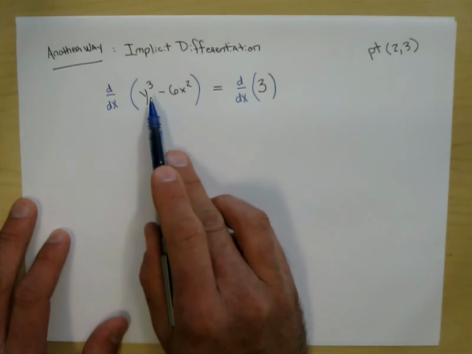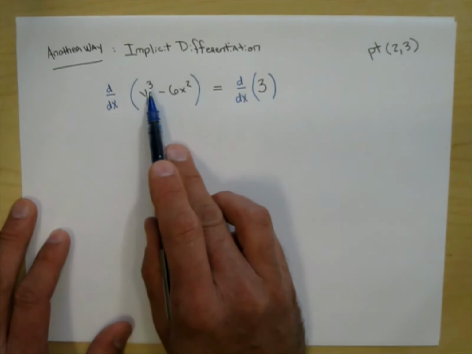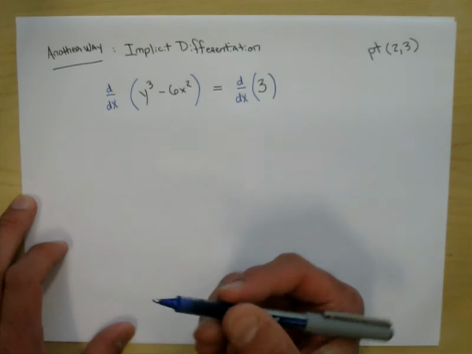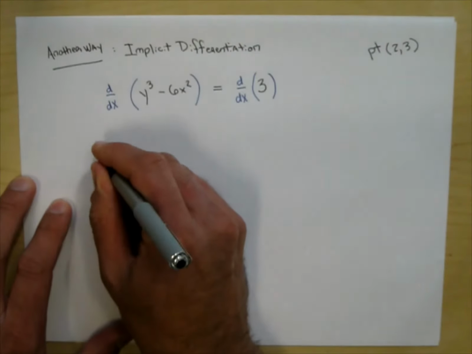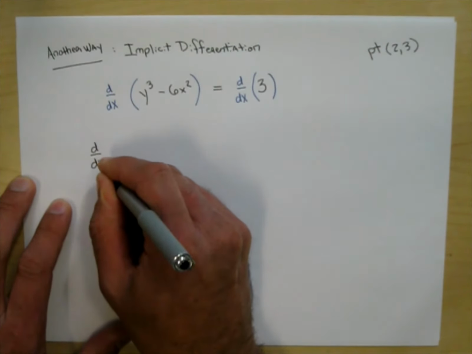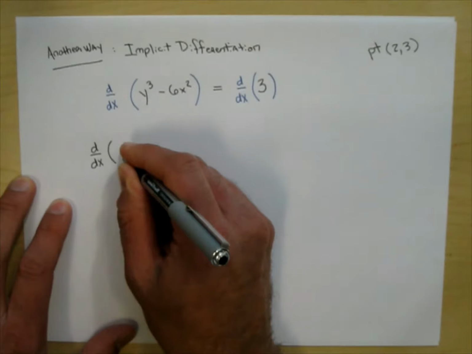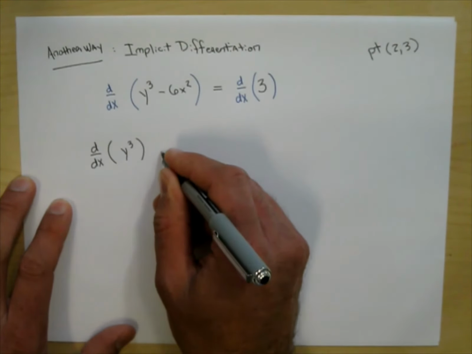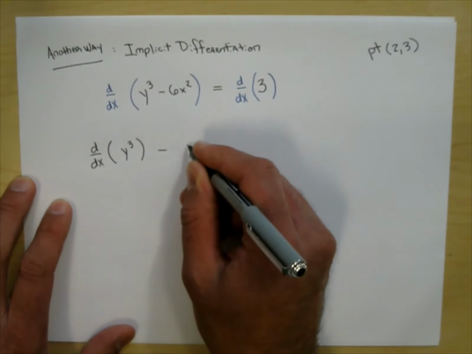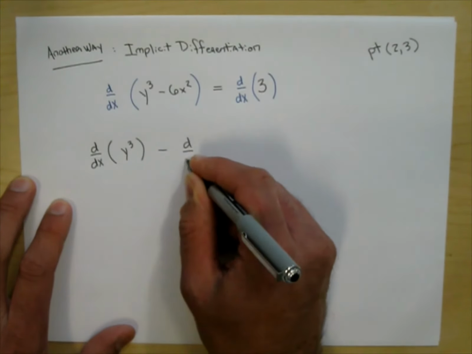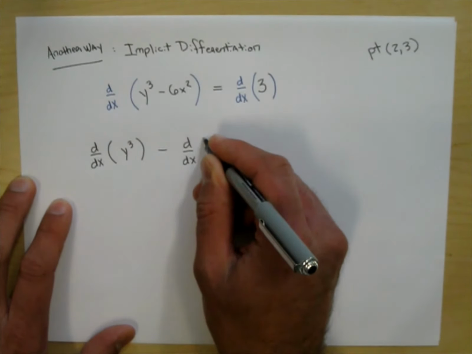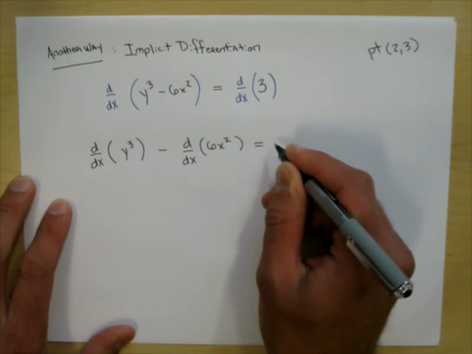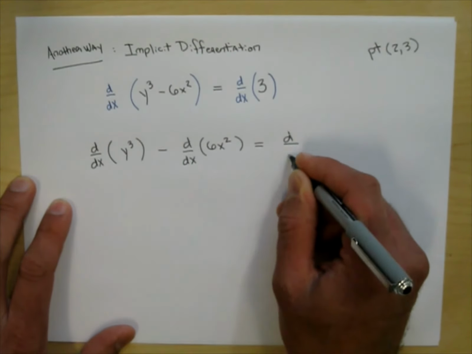Now, look at this. This is y cubed. To take the derivative of, let me just do an extra step. d/dx of y cubed, and then I'll go minus d/dx of 6x squared. I think we can do that one. And then I'll just write this up again, d/dx of 3.